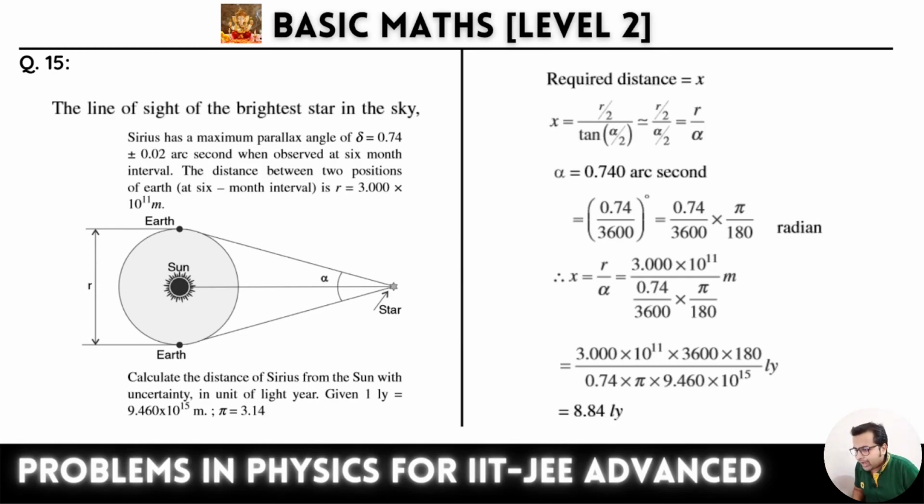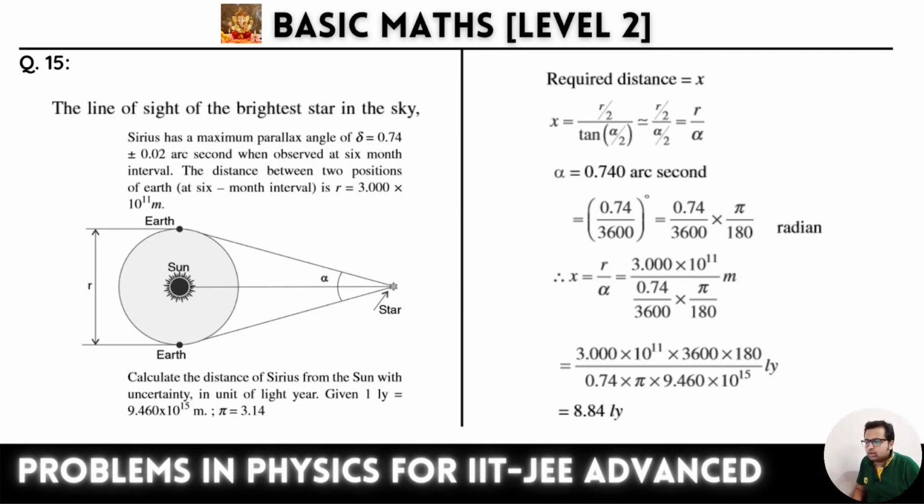Okay, so now x is equal to r upon alpha. r is given in the problem, 3 into 10 to the power of 11 meter, divided by the alpha we just calculated. So we get x in meter, but you have to calculate x in light year. So here you should know the relationship between meter and light year.